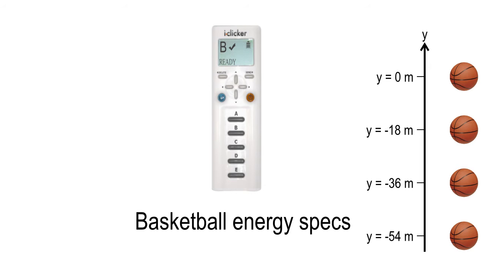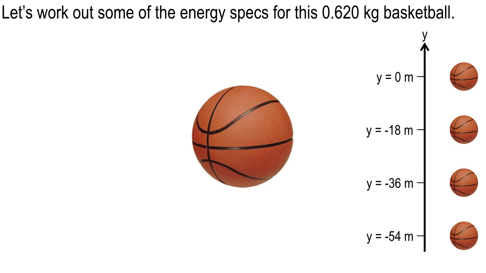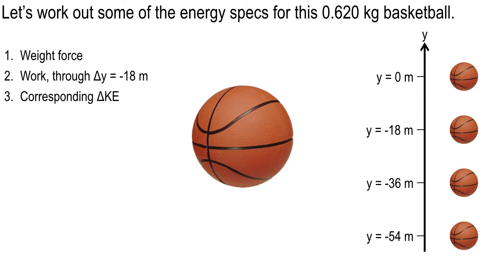What we're going to do is work out some of the energy-related specs for this basketball. The first one that we're going to do is the weight force. We've done this a ton of times, so hopefully it's like automatic pilot for you now. We're also going to calculate the work done by gravity through one of these increments. Now, there were some homework problems, and number 4 was basically this one. So if you got tripped up on number 4, you can derive a little more instruction from going through these questions today. We're going to figure out the corresponding change in the kinetic energy.